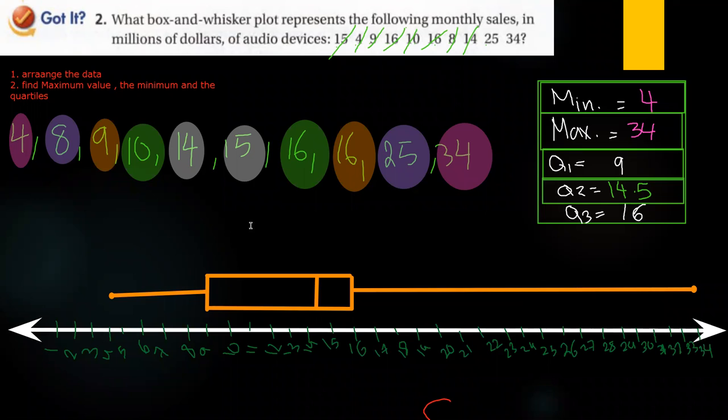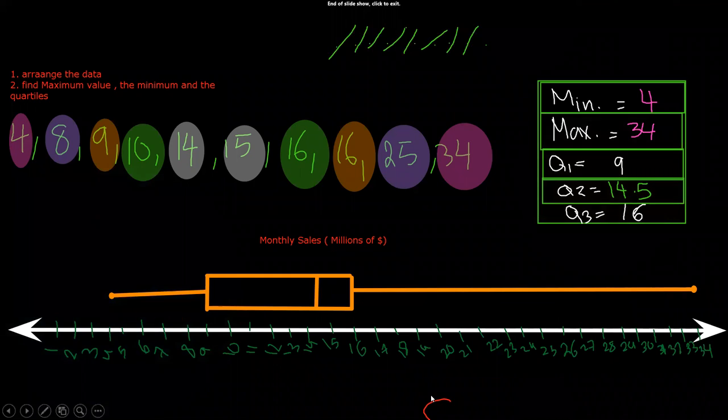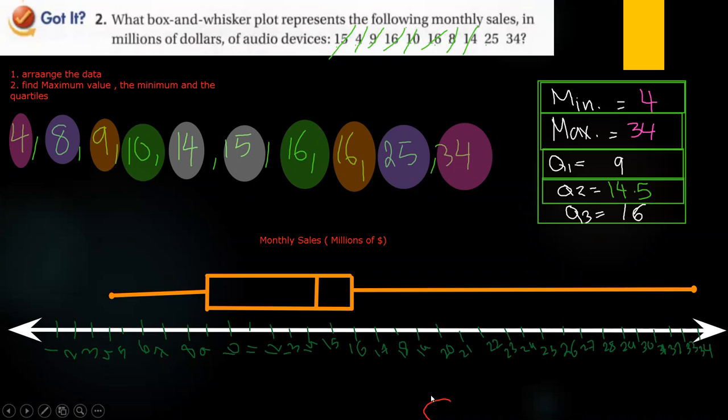Yes. Up here, I will write, and this is not very important, the monthly sales in millions of dollars. This is the number line that represents the monthly sales in millions of dollars. Is it clear? Yes, teacher. Okay. Is it clear, or shall I solve another example? No, miss, it's clear. Thank you so much.